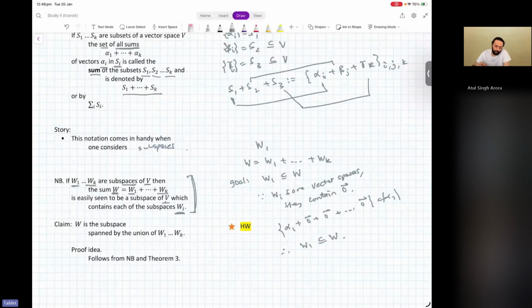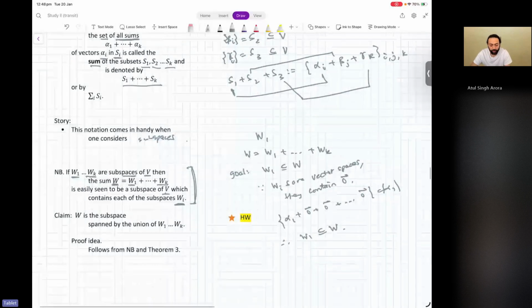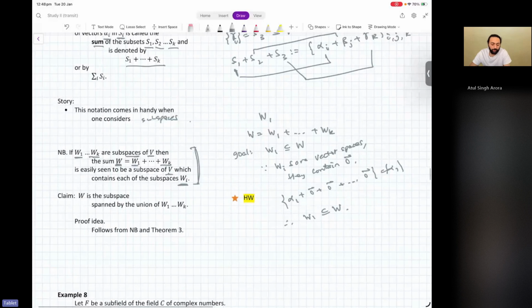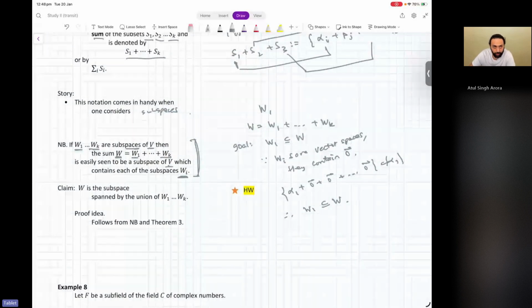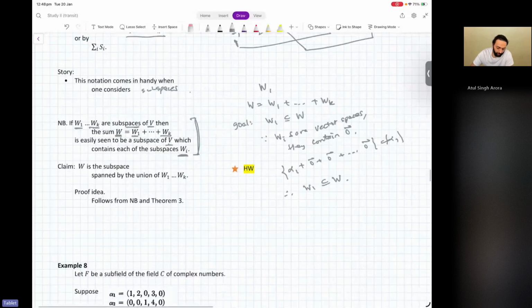Okay. Sorry, it was straightforward, but just to make sure that the notation is clear and so on. All right. Any questions about this? Okay, so if not, let's continue.